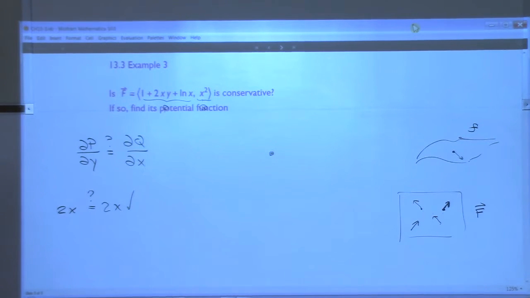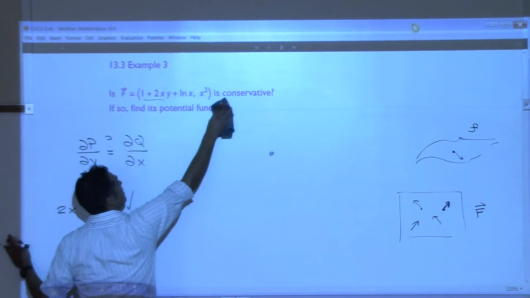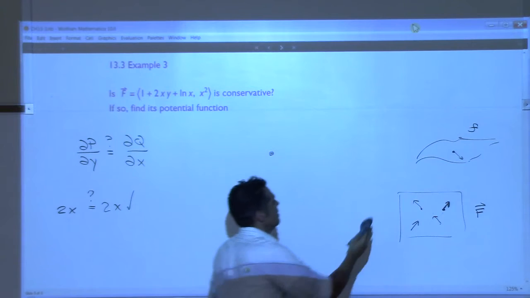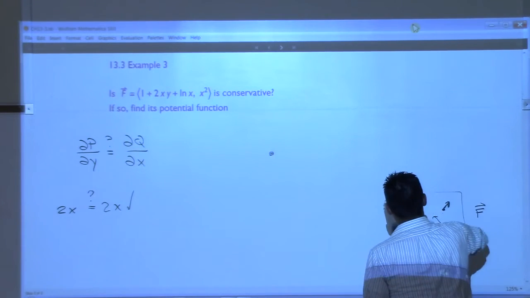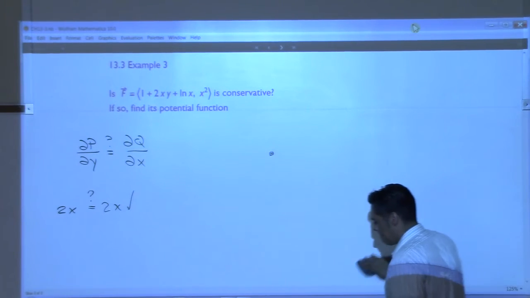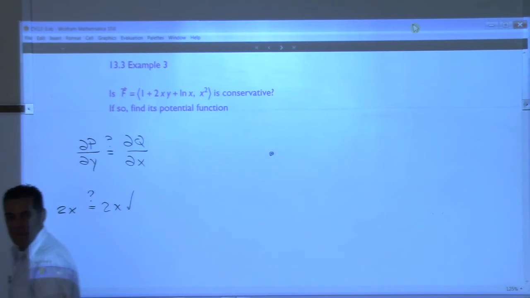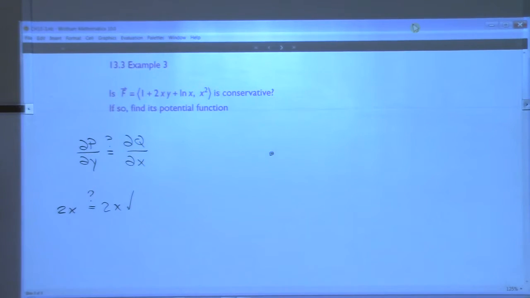It's conservative, so it says, if so, find the potential function. How are we going to find the potential function? Find what? The partial integral of these components. So we have to do partial integration. So what's the first equation we set up? Or do you know what to set up? No? It's all right if you don't. We only did one example.